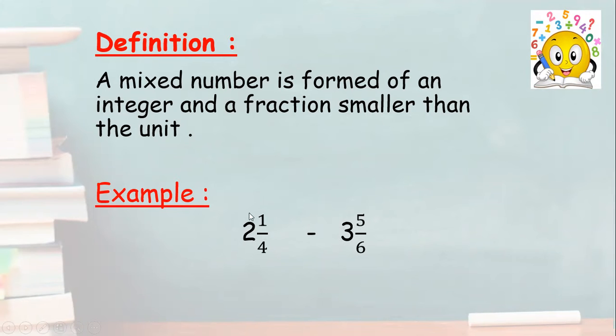So 2 and 1 over 4 is a mixed number. It is made up of a whole number and a fraction. 3 and 5 over 6 is also a mixed number since it is made up of a whole number and a fraction.